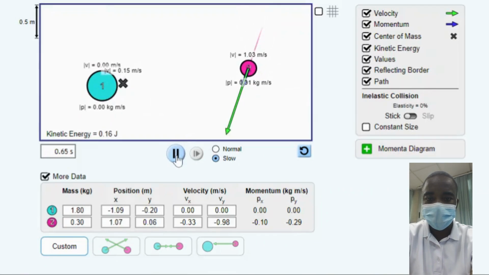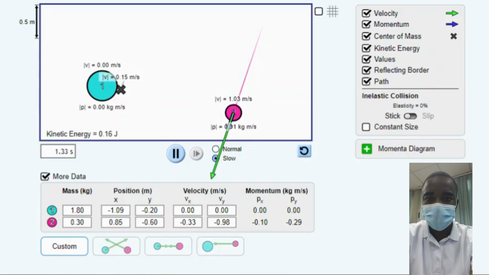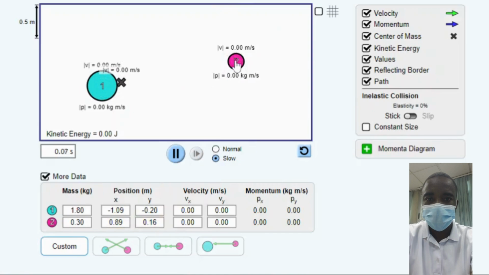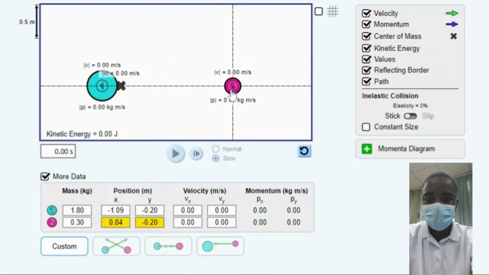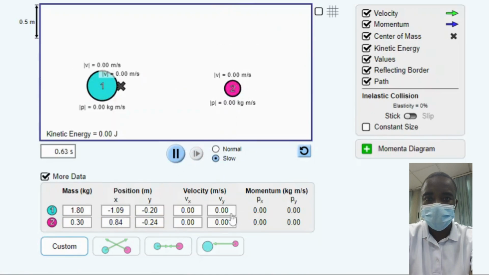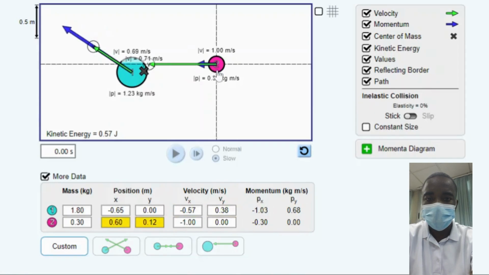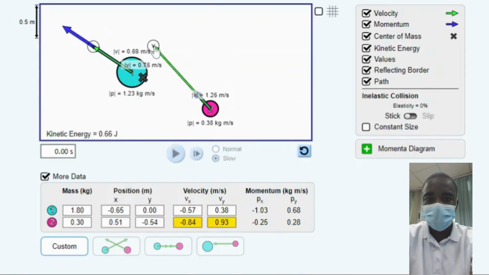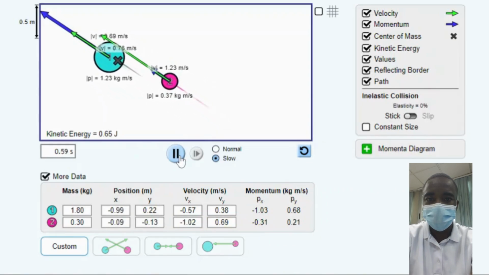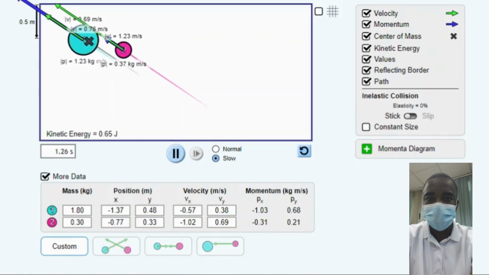The visual nature of the simulation makes abstract concepts more tangible. Students can observe the movement of the objects and the outcomes of the inelastic collisions in real time. This visual representation helps students grasp complex ideas more easily and understand the principles of inelastic collisions in a more intuitive way.